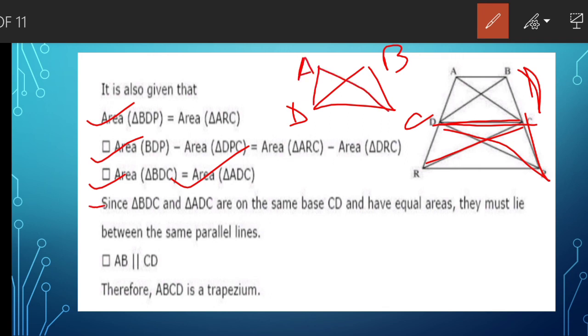Since the areas are equal, they lie on the same base CD. So we can say they lie between the same parallel lines. What are the parallel lines? The parallel lines are DC parallel to AB. Since DC is parallel to AB, we can say that ABCD is a trapezium.